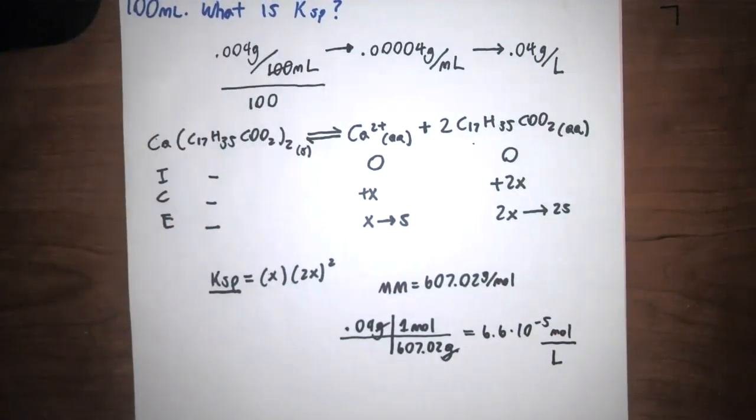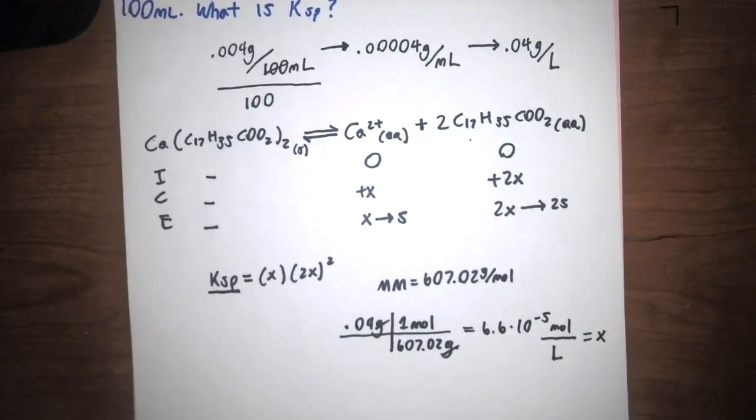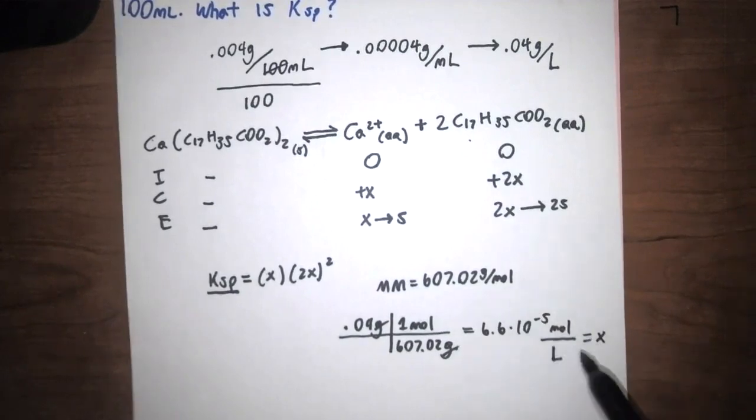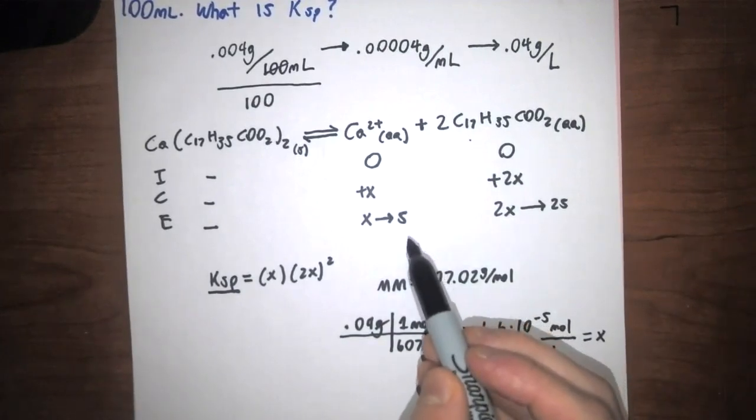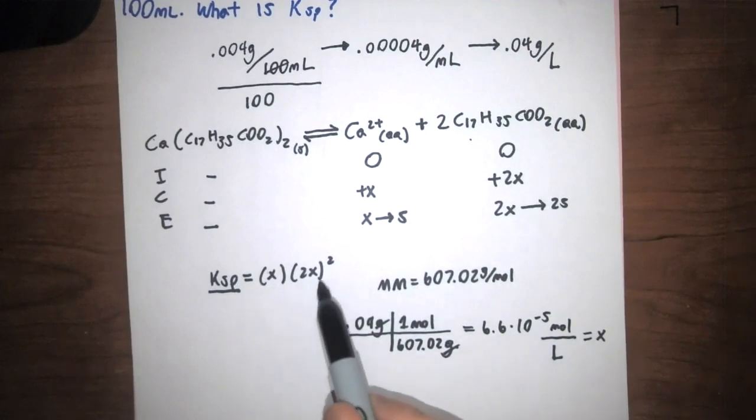Okay, so how does this value, 6.6 times 10 to the -5, fit into our ice table? Well, the 6.6 times 10 to the -5 is just another solubility value, right? Moles per liter, grams per liter. It's some sort of unit of mass, which in this case would be moles, divided by liters. This just equals X. Or if you're working with S, this equals S. So if this just equals X, we can plug this 6.6 times 10 to the -5 in for each X.